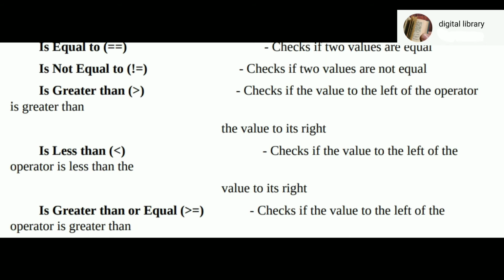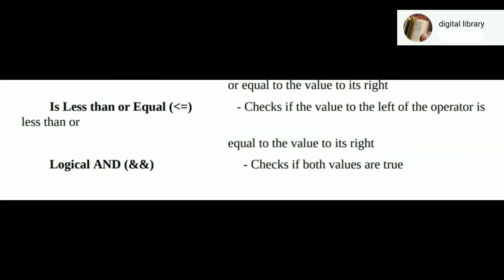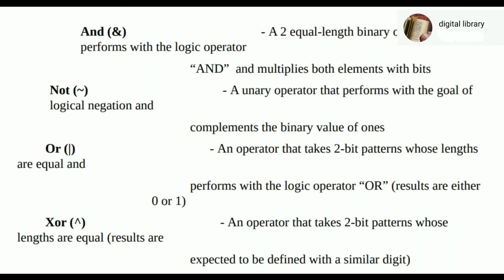Now is less than, it checks if the value to the left of the operator is less than the value to its right. Is greater than or equal to, it checks if the value to the left of the operator is greater than or equal to the value to its right. Is less than or equal to, it checks if the value to the left of the operator is less than or equal to the value to its right. Logical AND, it checks if both values are true. Logical OR, it checks if at least one value is true.